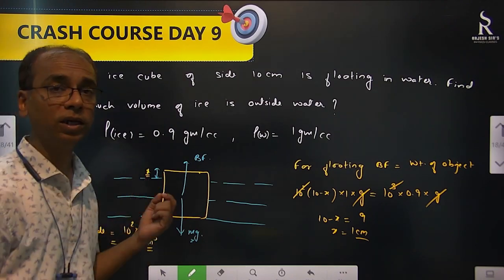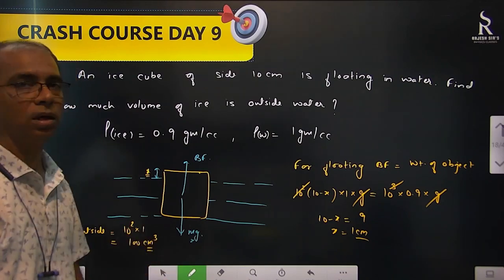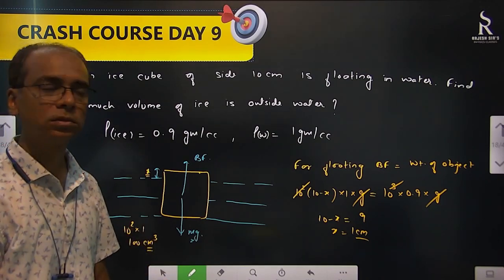Total volume is how much? 10 into 10 into 10. That means 1000 centimeter cubic. How much is outside? 100 centimeter cubic. Okay, so we got it.